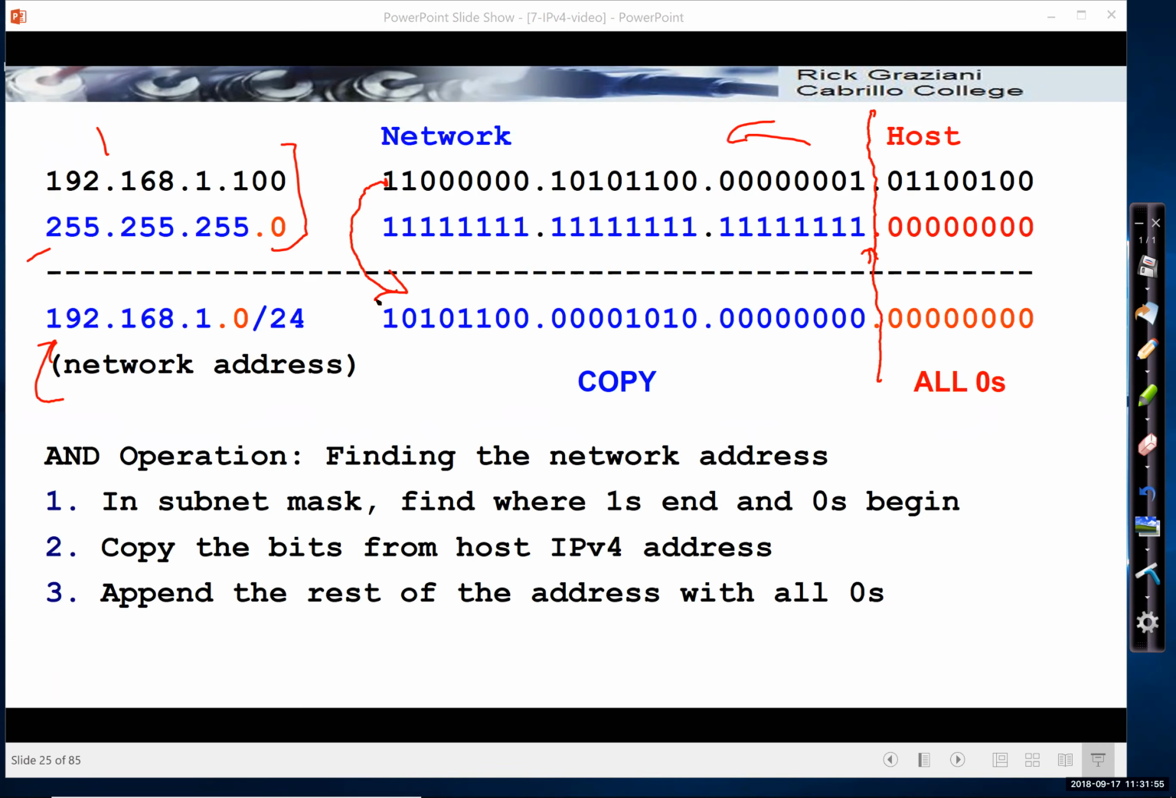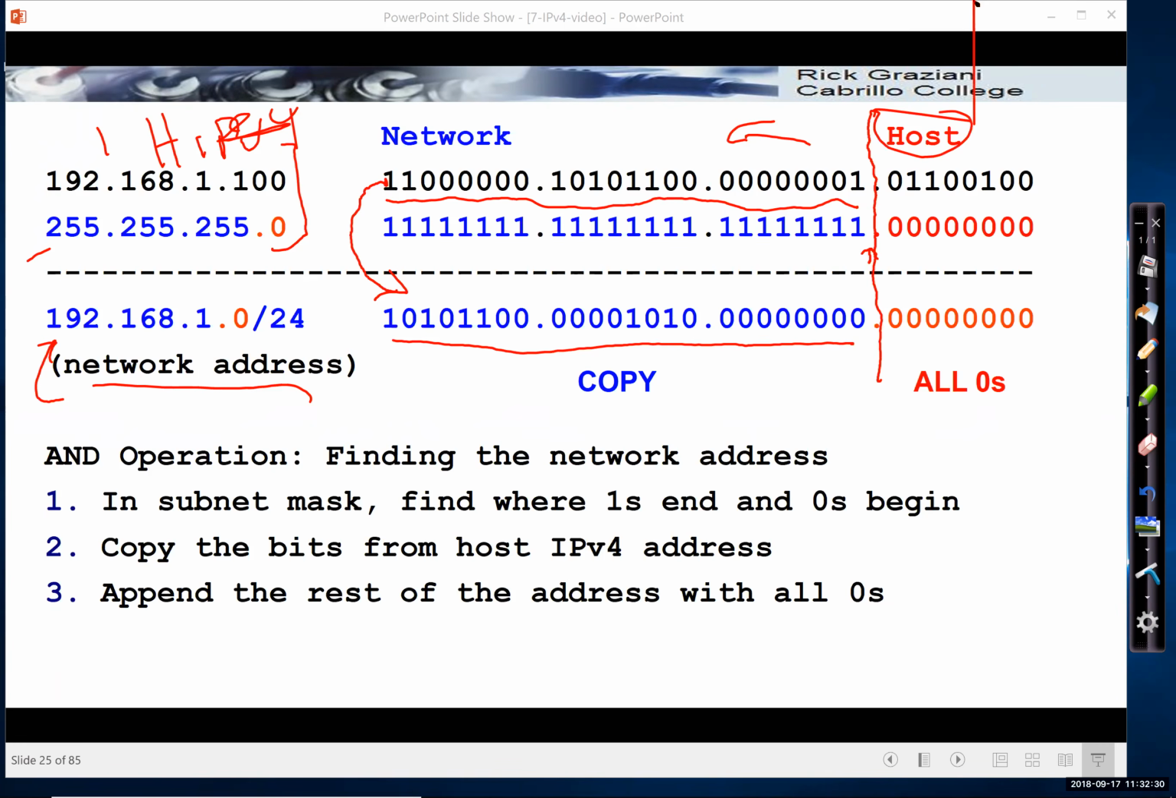So notice that the network portion here is the same as the network portion here. This is our IPv4 host address, and I should just write host, put an H there, and this is our network address down here. Of course, our host is going to have the same network bits as the network address. All the devices in this network will have the same network bits as the network address. What will be different is the host bits.